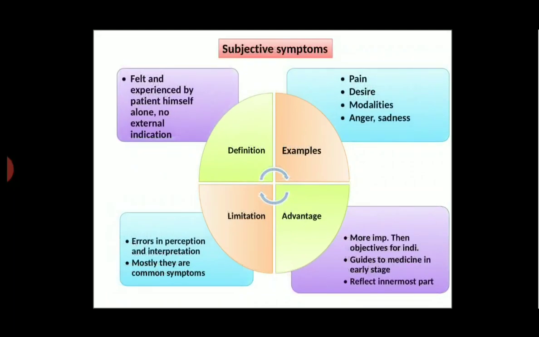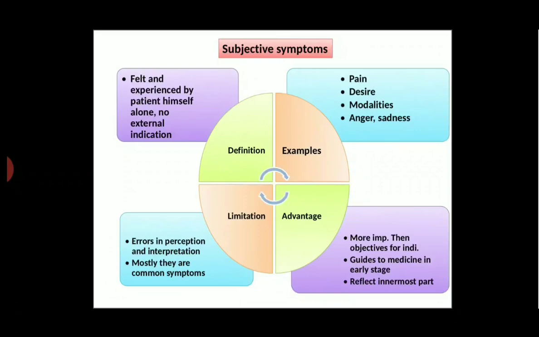Next type of symptom is subjective symptom. Those symptoms which can be felt or experienced by the patient only, and no one else can interpret or experience them, are known as subjective symptoms. Examples: pain, desire, some modalities, some mental sensations or mental feelings, etc.